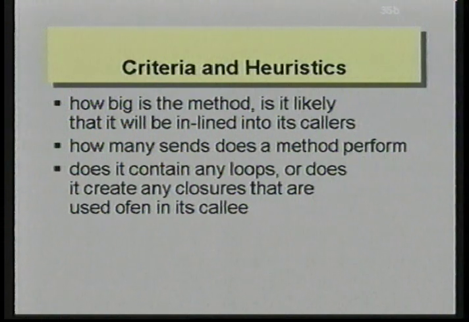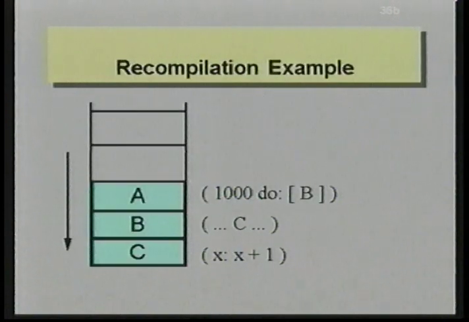So how big is the method? Is it likely that it's going to be inlined into its callers? How many sends does the method perform? And finally, does it contain any loops, or does it create any closures that are used often in its callees? In this example, the compiler would probably skip the C method because it only increments a variable, and so it's very small. It's likely to be better if we inline it into B. And then it might discover that A is really calling B within a loop, so what we should do is recompile A and optimize the entire loop.